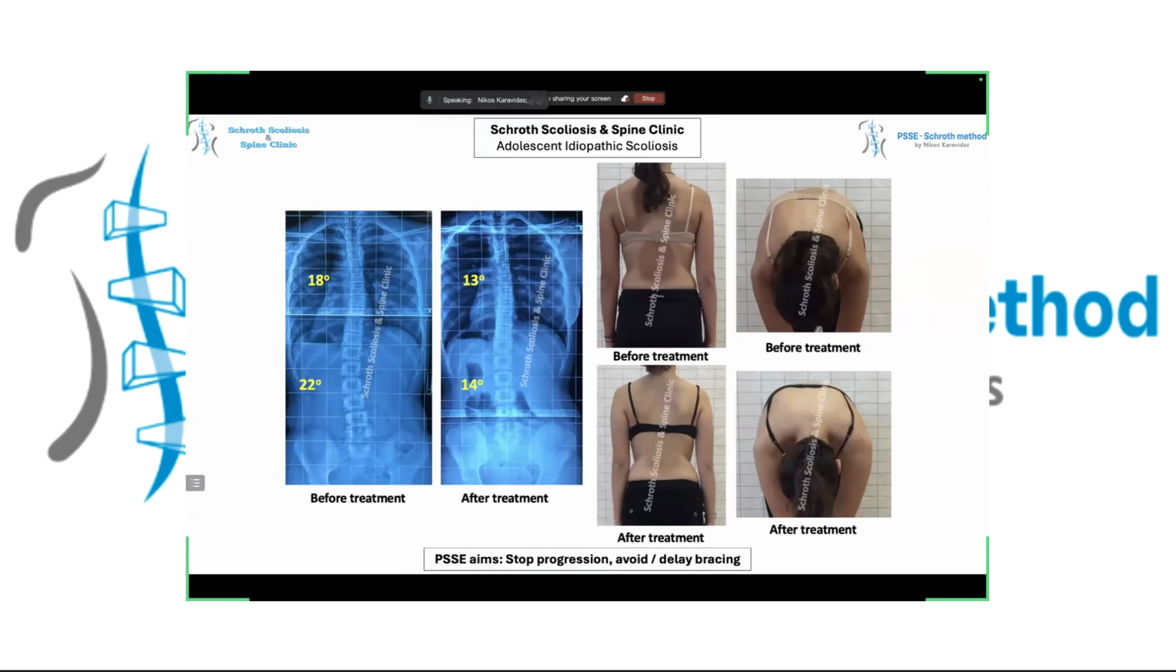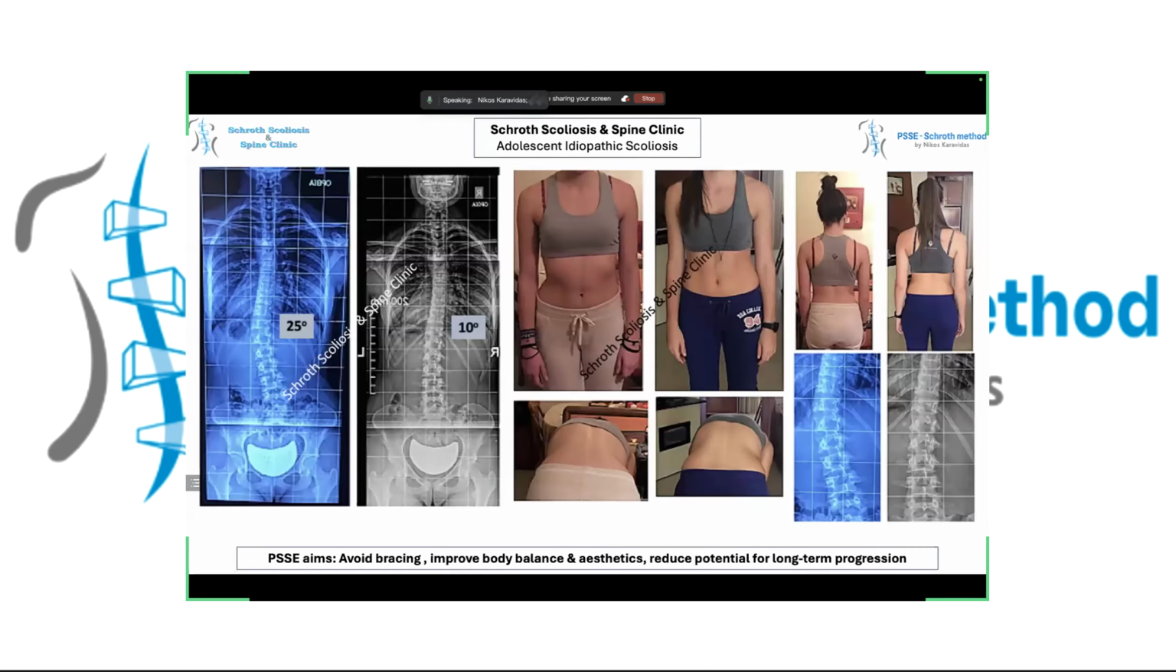And in all these cases, you can see also the improvement on the clinical image of the patient and also the trunk rotation. This was a case with 25 degrees. We had a very nice reduction, went down to 10 degrees, and you can see on the right bottom side the improvement of the vertebral rotation, and you can see on the photos how much better her clinical balance is.